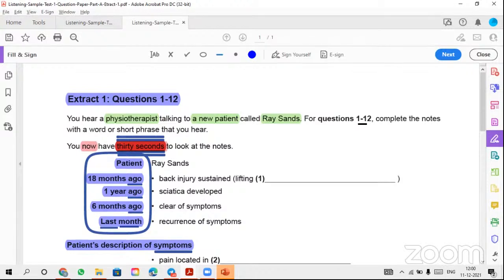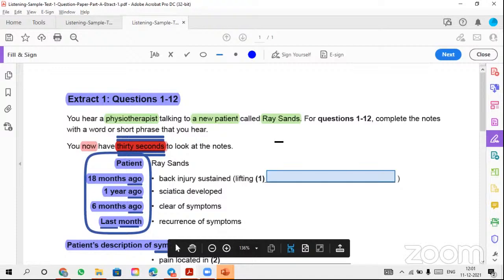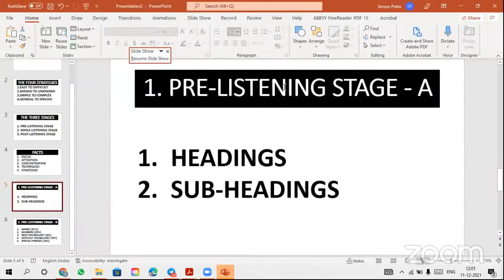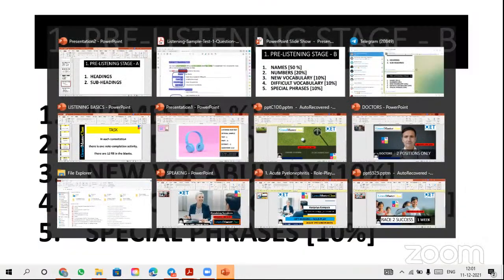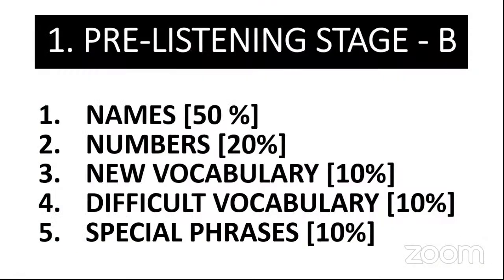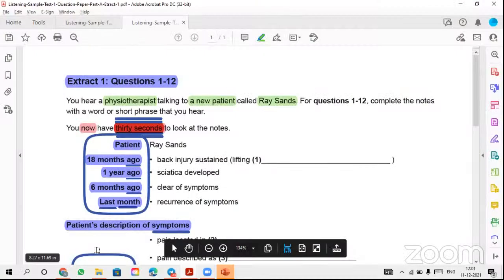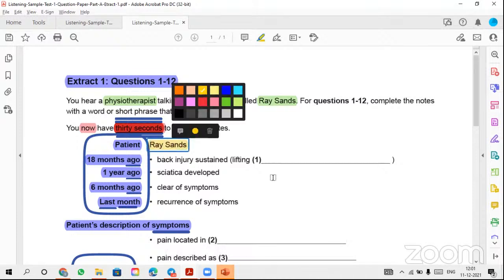Now, what you have to see is very important here. The first one is how much time you are going to take. You have to notice these five things: names, numbers, new vocabulary, difficult vocabulary, special phrases. Names will have capital letters. See, this is a name, with capital letters. Highlight or underline, anything you can do.